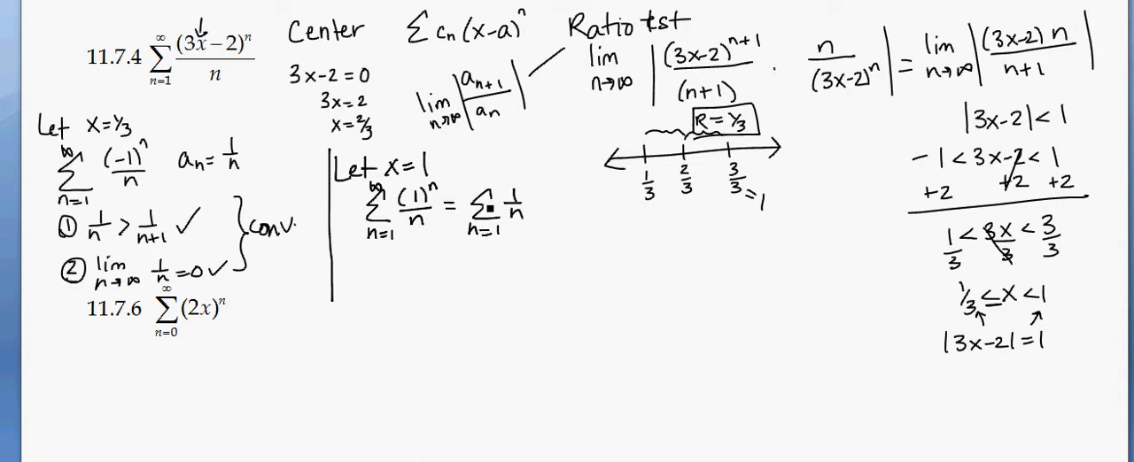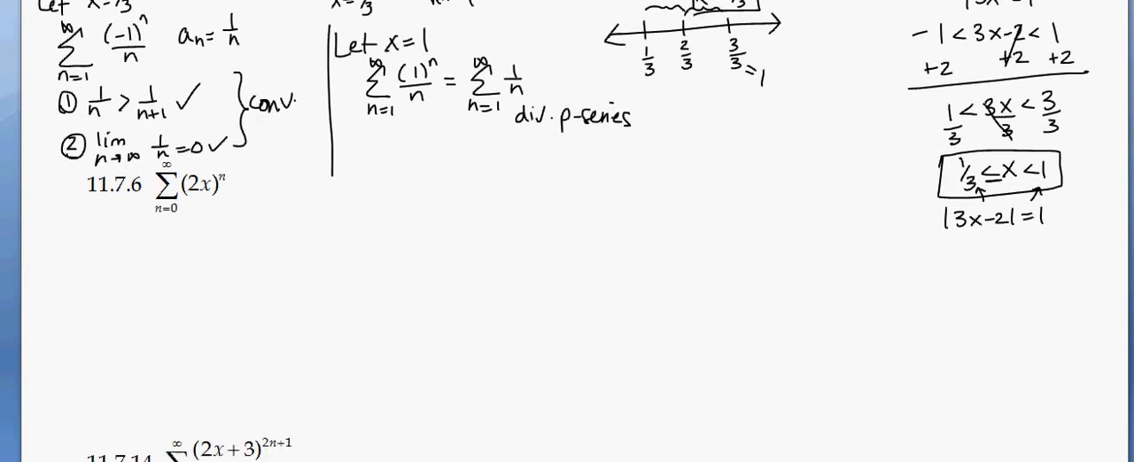So notice this is our p-series. This is our divergent p-series, the divergent harmonic series. So the difference between the alternating harmonic series converges, but the regular harmonic series diverges. So we are not including it in the interval of convergence, and so there's our interval of convergence. Okay, let's check. Let's do the next one.